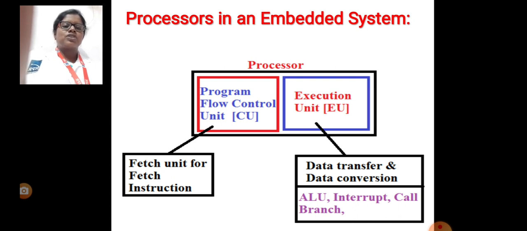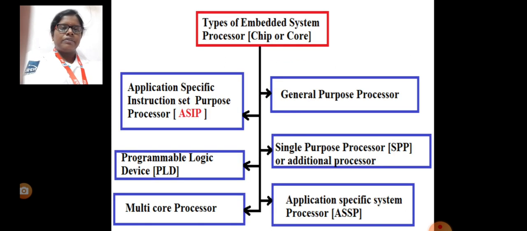These are the explanations for CU and EU. Already we've seen them. Types of embedded processor: a general purpose processor, an application specific system processor, and a multiprocessor system using general purpose processors and application specific instruction processors, that is ASIP. Okay, here the general purpose processor is again classified into 5 types: microprocessor, microcontroller, embedded processor, digital signal processors, DSP, and media processor.